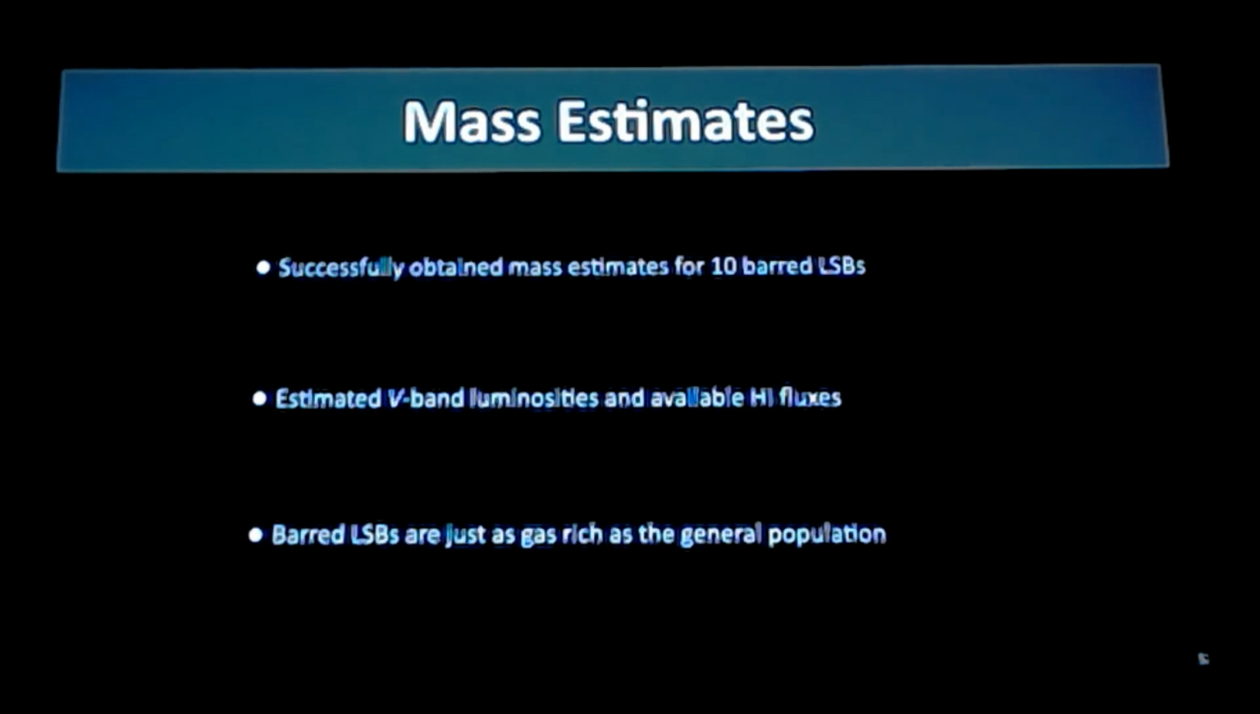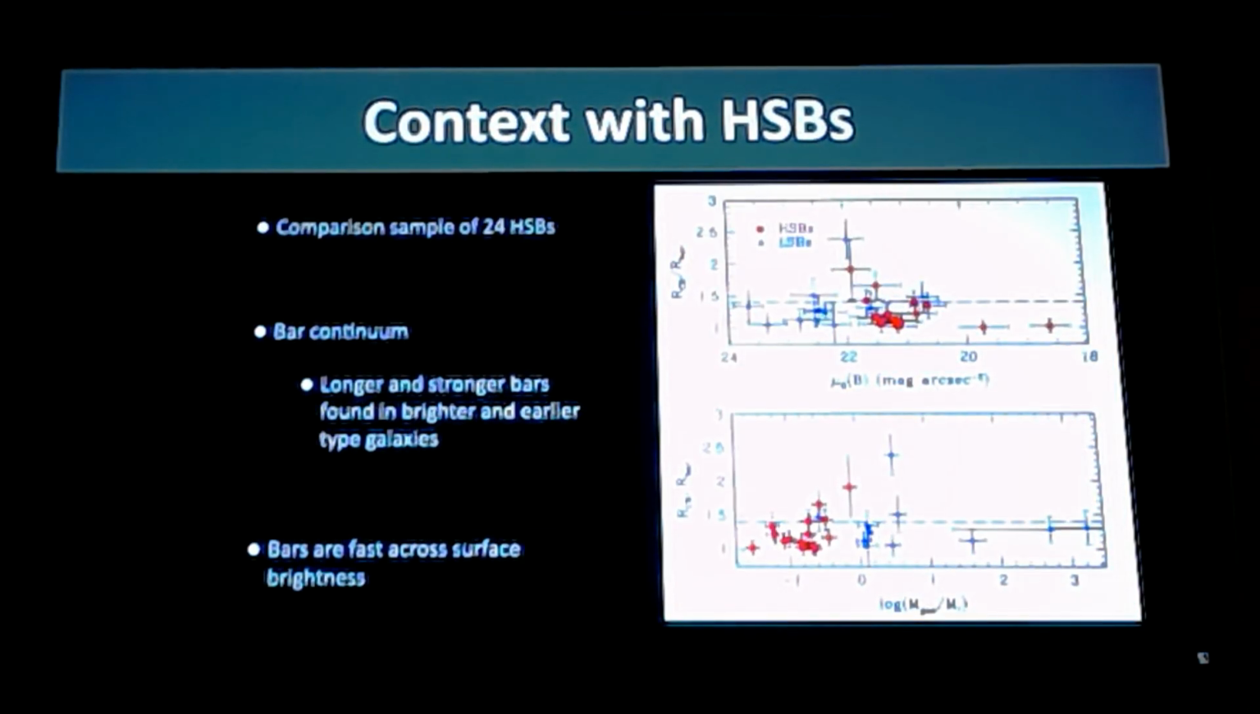We successfully obtained mass estimates for 10 of our barred LSBs. By estimating a V-band luminosity and using available HI fluxes, we get those stellar and gas masses. We find that the barred LSB population is just as gas-rich as the LSB population as a whole. And when we put these in context with high surface brightness galaxies, we find that there exists a bar continuum between HSBs and LSBs, with longer and stronger bars found in earlier type spiral galaxies as expected, but no such relation with surface brightness exists for relative bar pattern speed.